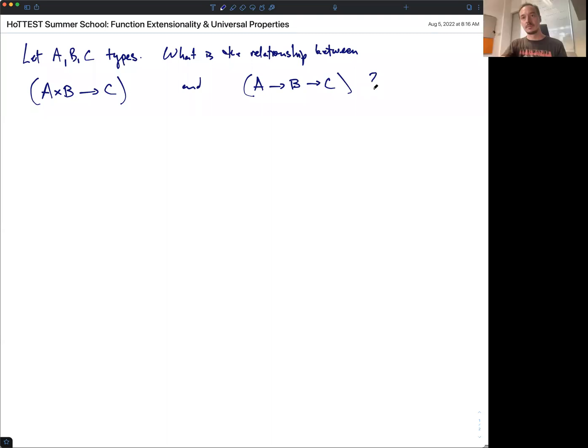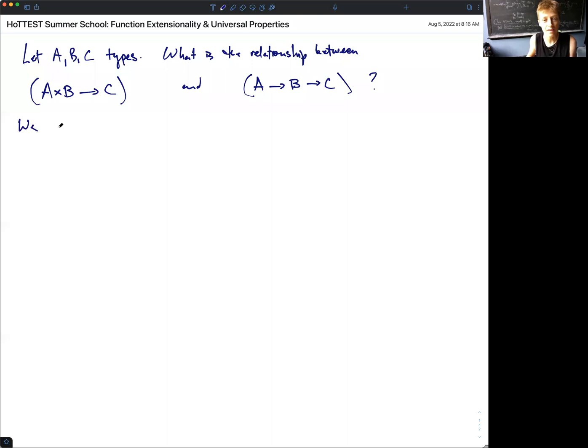Classically, if we were talking about set theory, the left-hand thing is the set of functions out of a product, and the right-hand is the set of functions out of one set into the set of functions out of another set into C. And there's a well-known correspondence between these two collections of functions called currying and uncurrying. So it would be natural to ask whether we have the same thing in type theory from the rules that we've given. It's not so hard to define comparisons between these types.